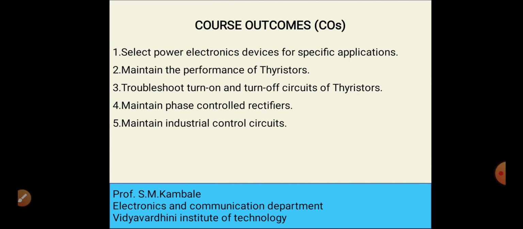So looking to the first, select power electronic devices for specific applications. This is related to unit number 1, that is power electronic devices. Here we can see the various types of power electronic devices such as power transistors, IGBT, that is insulated gate bipolar transistor, and third, single electron transistor, which is also called SET.